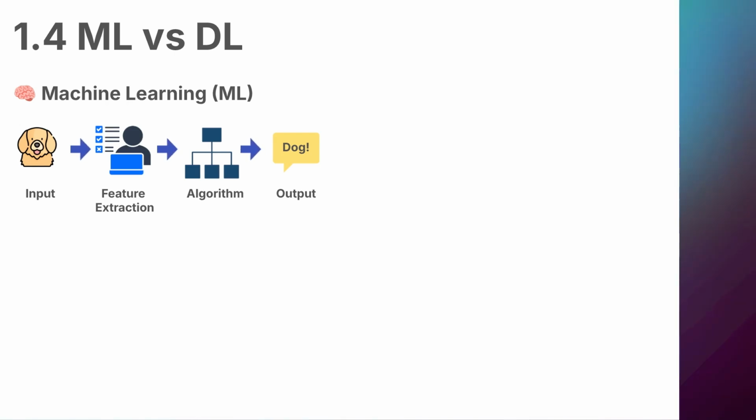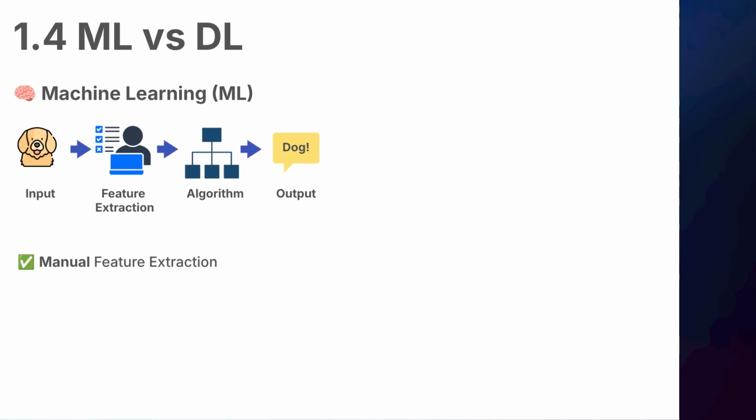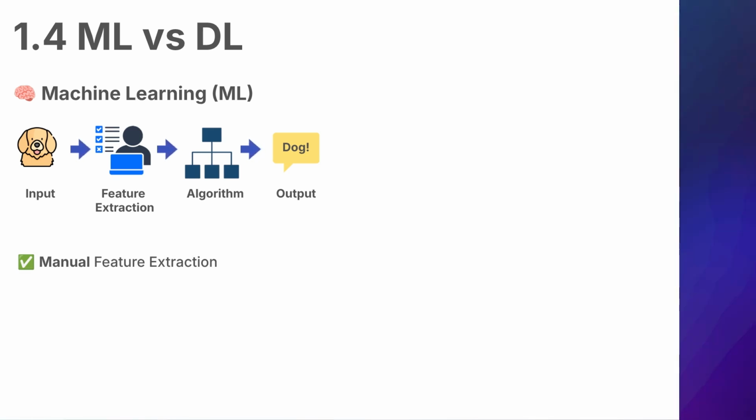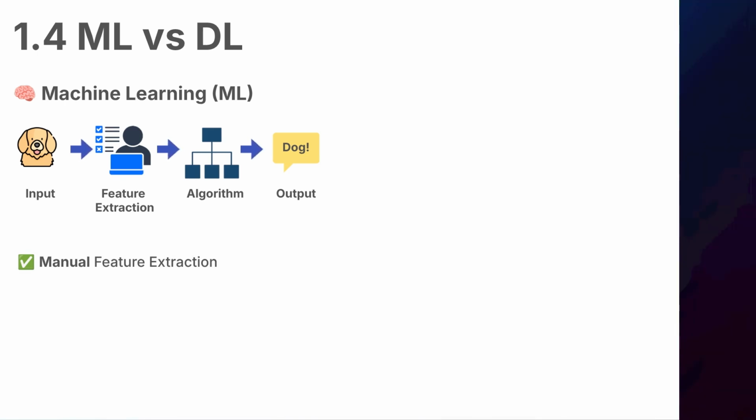In machine learning, human intervention is often required to manually select and engineer features, the input variables that help the model make accurate predictions. For example, in a sales prediction model, a data scientist might decide to include features like past purchase history or location.